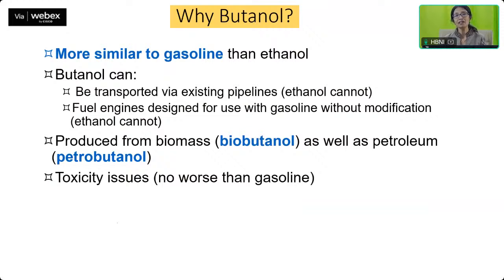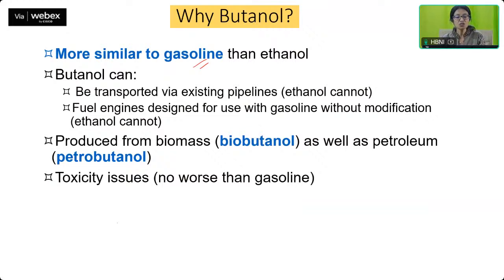So, but why butanol? Why is butanol preferred? Because when you're having something which is gasoline, compared to ethanol, butanol is more similar to gasoline. So obviously, if you're generating butanol using the biomass, it has more acceptance. It can be transported via the existing pipelines, whereas ethanol, you cannot do it. Why you can do it using existing pipelines is because, as I said, the similarity of butanol with current gasoline.